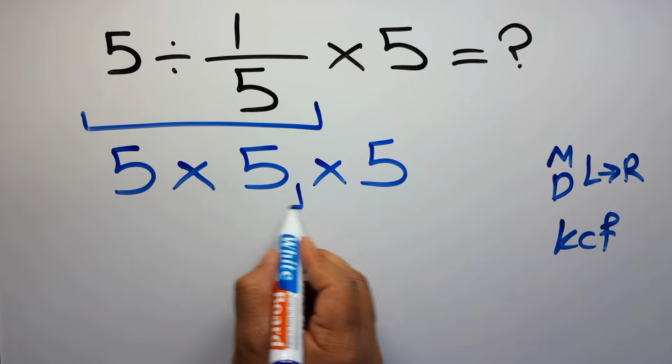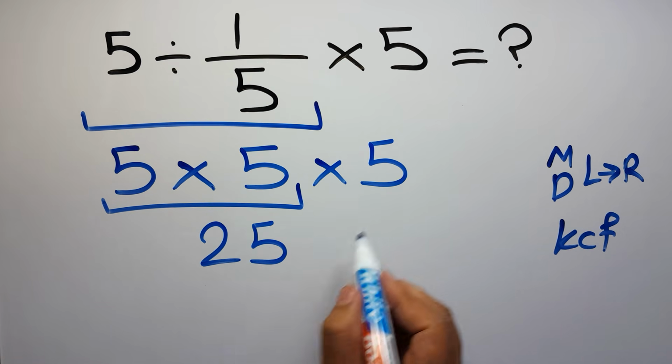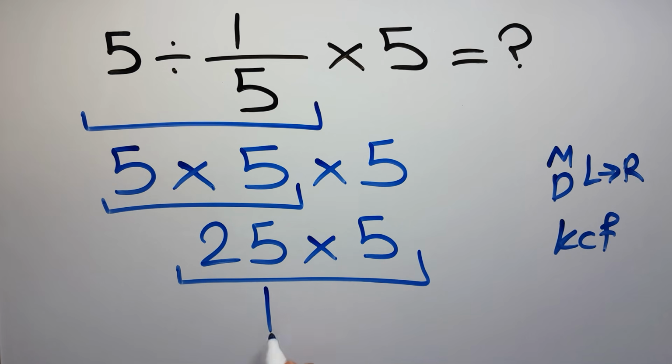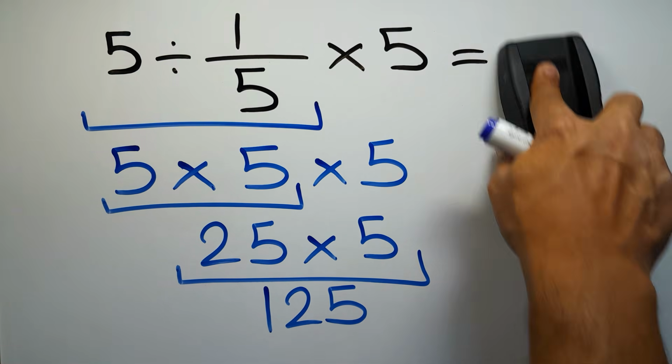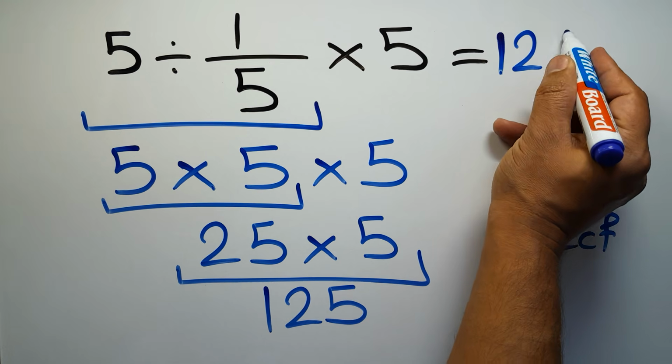5 times 5 gives us 25. So we have 25 times 5, which equals 125. And this is our final answer to this problem. The correct answer is 125.